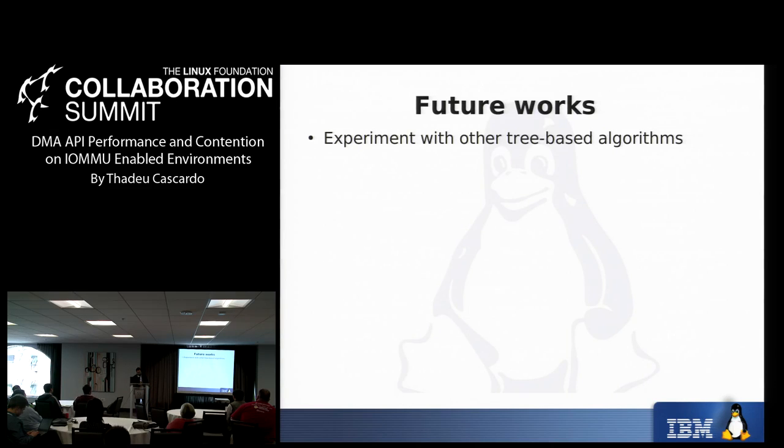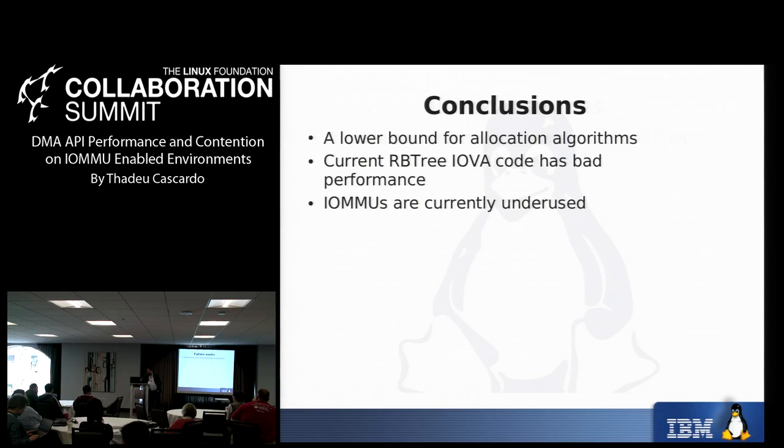One other possible thing is trying other tree-based algorithms. I'm not sure if a radix tree would work, or maybe it's something similar to what we do in the IDR, IDA. Not sure if that's going to work, but that's something we could look into and see if that goes well. So, well, I went too fast, I guess.